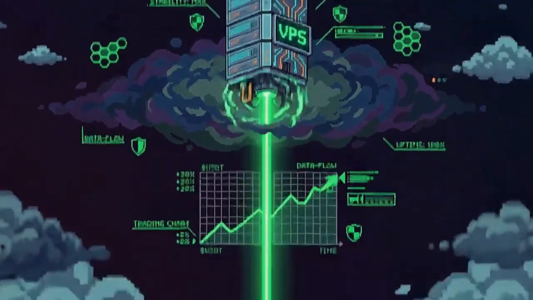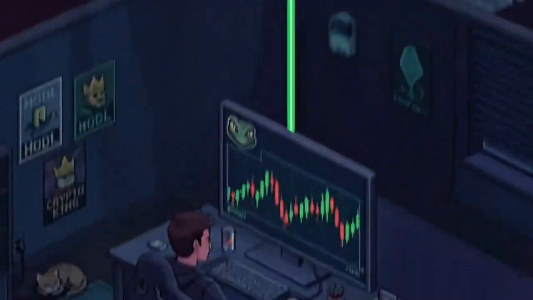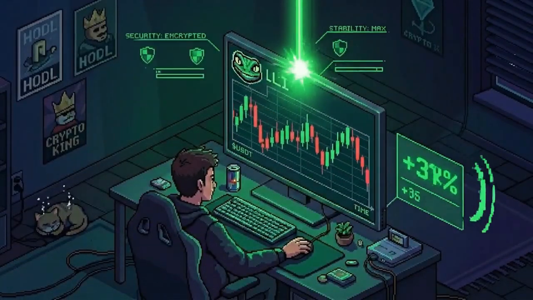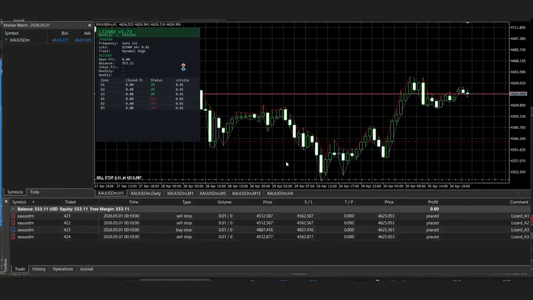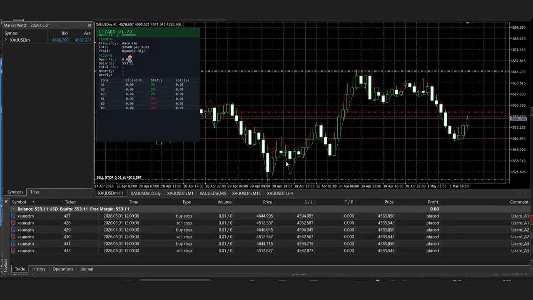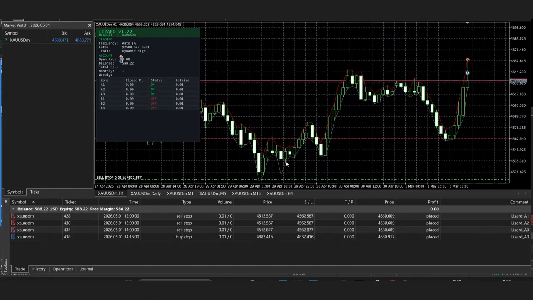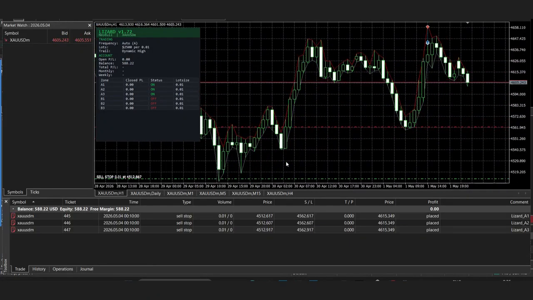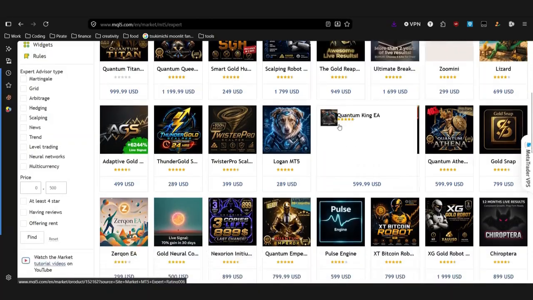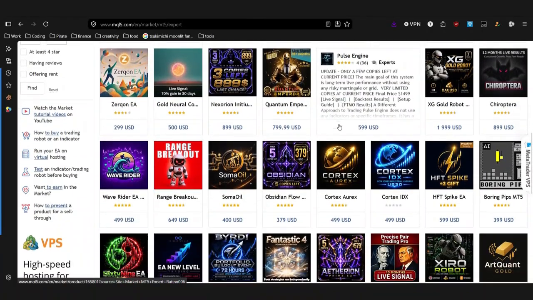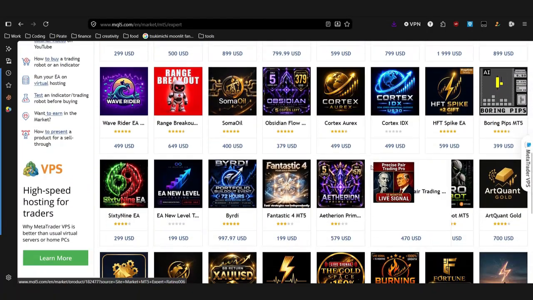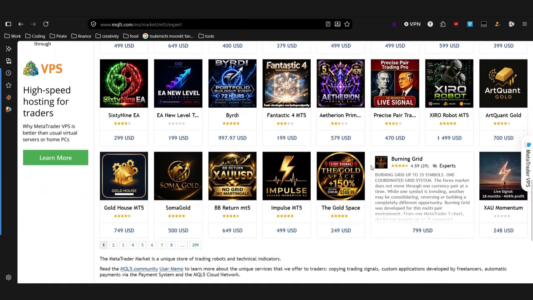VPS is strongly recommended for stable operation. If you're running this on your home PC and your internet drops, or your computer restarts, or MT5 crashes, the EA might miss exit signals or leave orphaned pending orders. Look, Lizard EA is better than 90% of the garbage gold bots on MQL5. It has real risk management, real filters, and a developer who actually responds and updates the code.